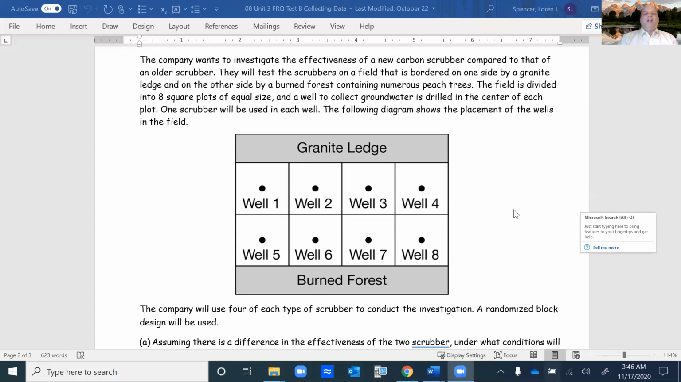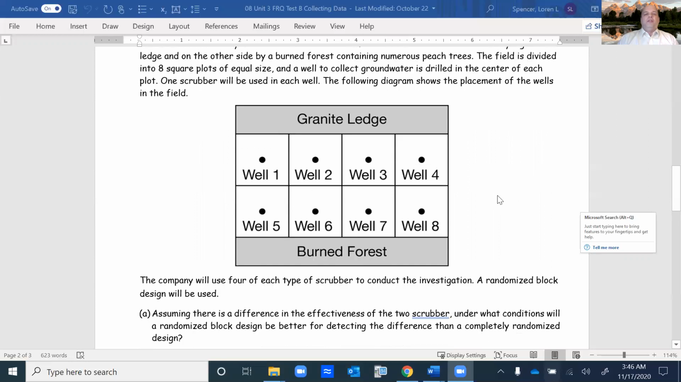The field is divided into 8 square plots of equal size, and a well to collect groundwater is drilled in the center of each plot. One scrubber will be used in each well, so every single well is going to have its individual scrubber. The following diagram shows the placement of the wells in the field. All right. The company will use 4 of each type of scrubber to conduct the investigation. A randomized block design will be used. So they're telling us they're going to block, and they're telling us that we have 4 of the new scrubbers and 4 of the old scrubbers.